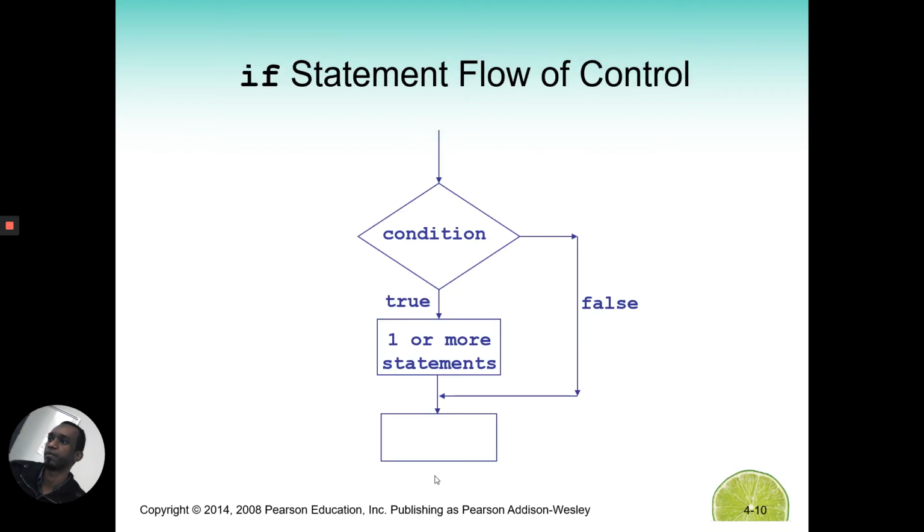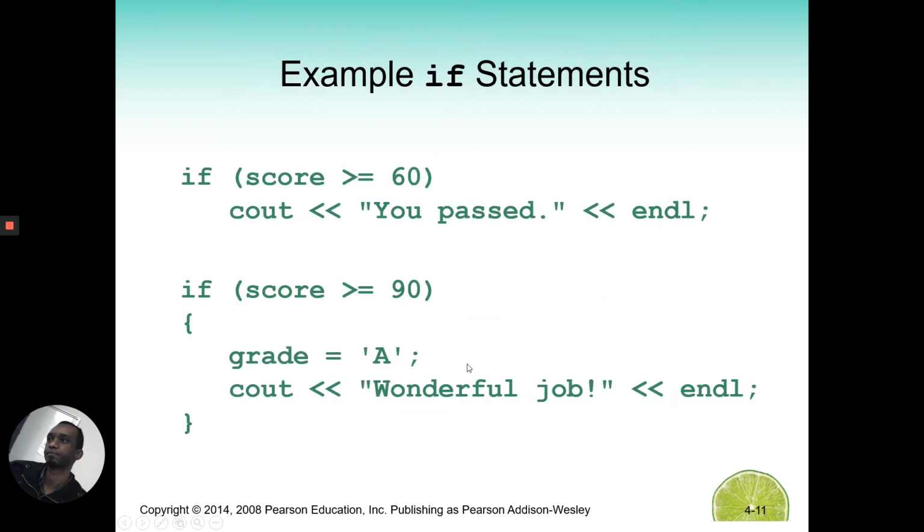I'll show you one. This is the flow chart of it. The condition is checked. If it's false, it skips whatever is inside and exits the if statement, exiting that block. If it's true, one or more statements inside will be executed. For example, if score is greater than or equal to 60, then you say you passed. If score is greater than 90, then grade is A, then print wonderful job, and so forth.